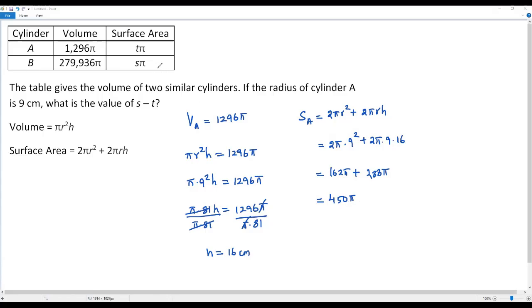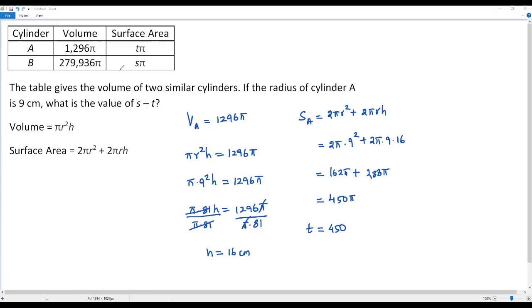According to the information we have on the table, the surface area of cylinder A is T pi. So at the place of T, what do we have? We have 450. So therefore the value of T is 450. Okay, here in this S negative T, I got the value of T, that is 450. Still I have to get the value of this S. Once I get the value of S, I can get the value of this expression S negative T.